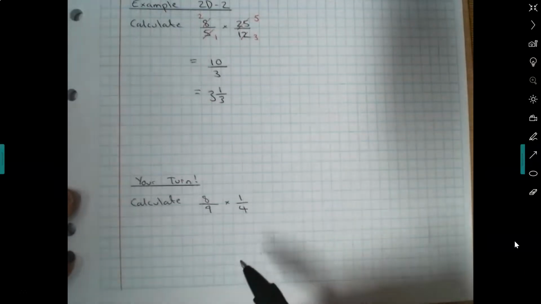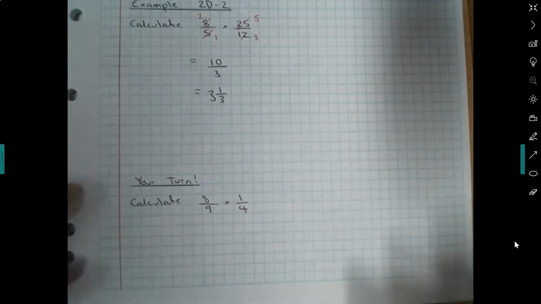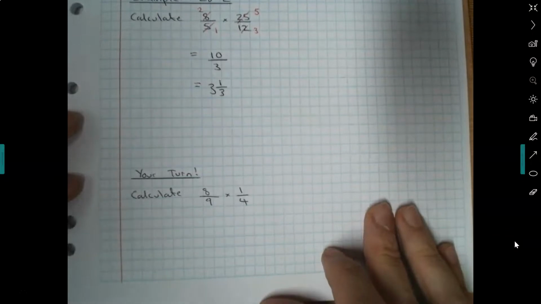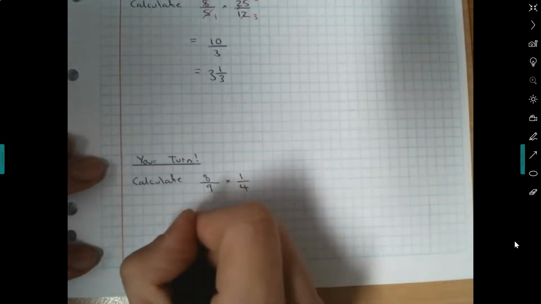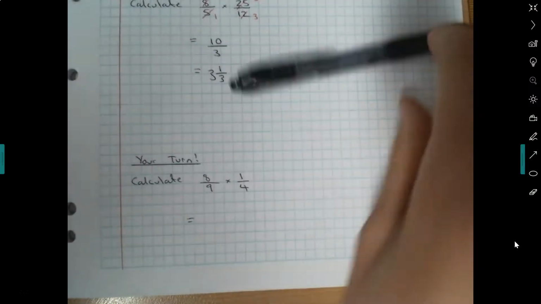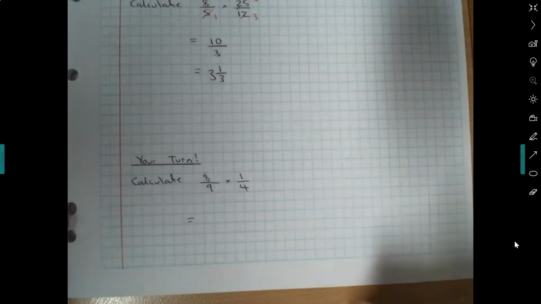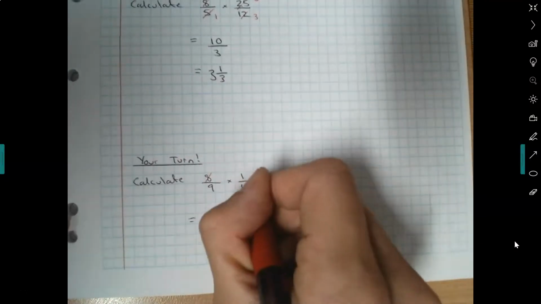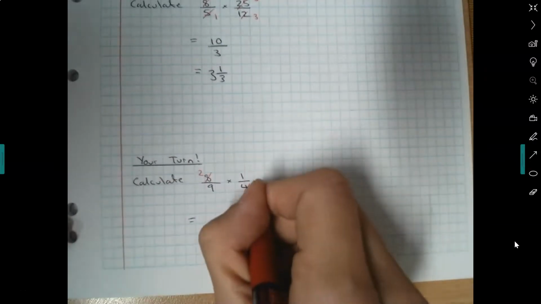So I want you to pause the video here and have a go at this question and input your answer into ClickView. Okay, so hopefully the first thing you did was you looked for some common factors. So we have 8 and 4, so our common factor that we could divide each of those by is 4.